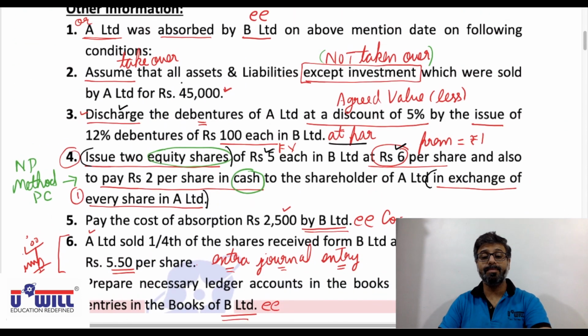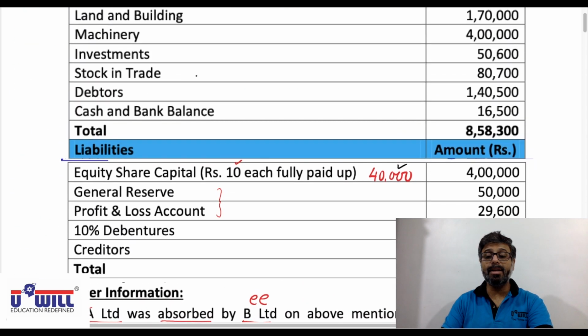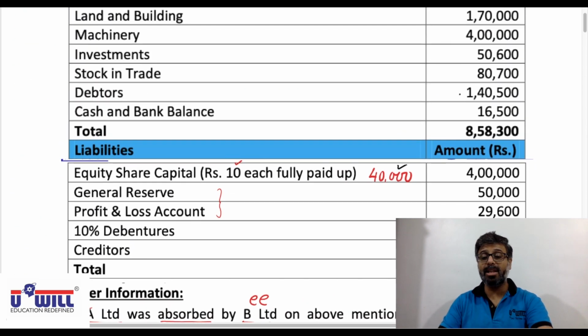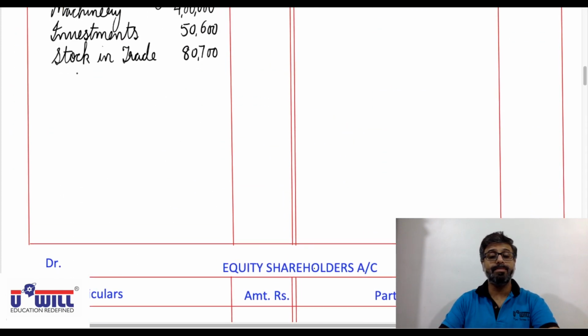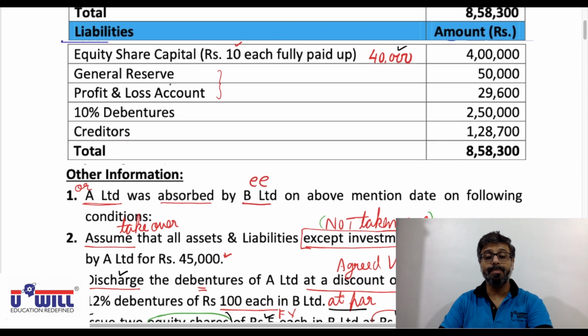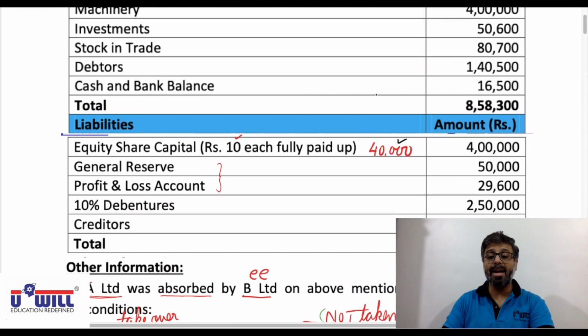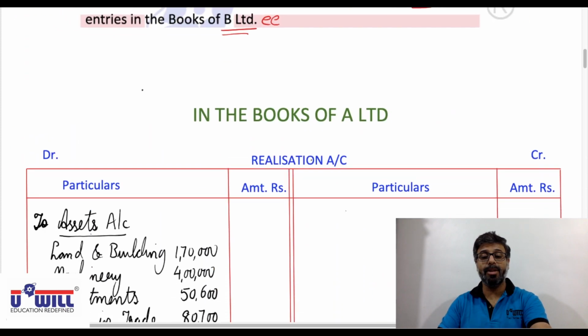After that, debtors with 1,40,500. After that, cash and bank with 16,500.